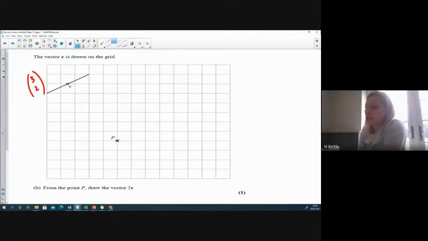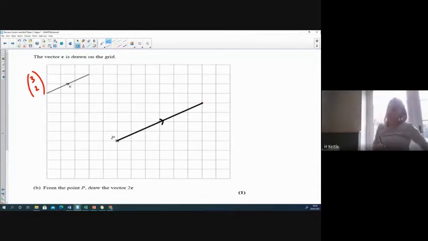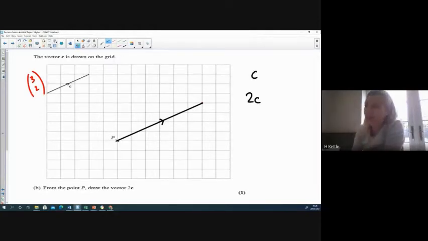So we would need to go 3 across and 2 up, which would take us to there, and 3 across and 2 up, which would take us to there. And use a straight line because I can. There we go. And that's it. And we want to show the direction because we don't want anyone to be confused on which way we're going. It has to go in that direction. You should be able to tell that those lines are parallel. So we can see that C and 2C are parallel. They're going in exactly the same direction. Yeah, that's it.